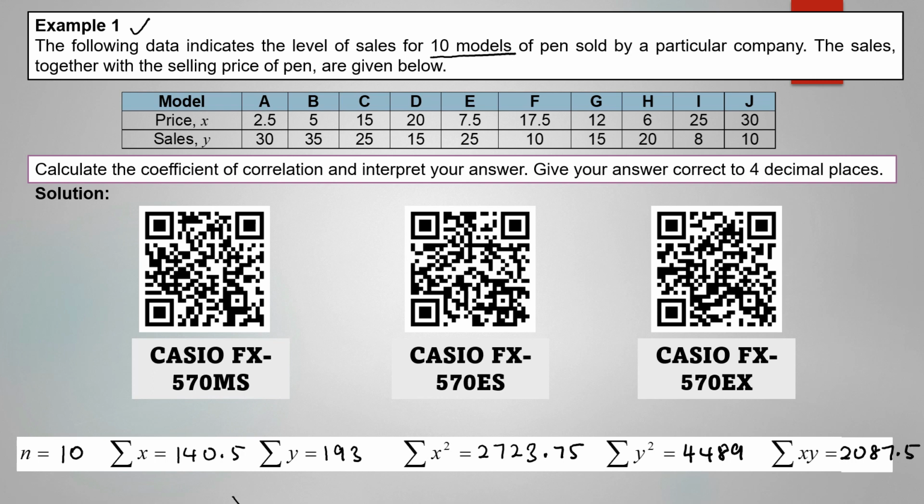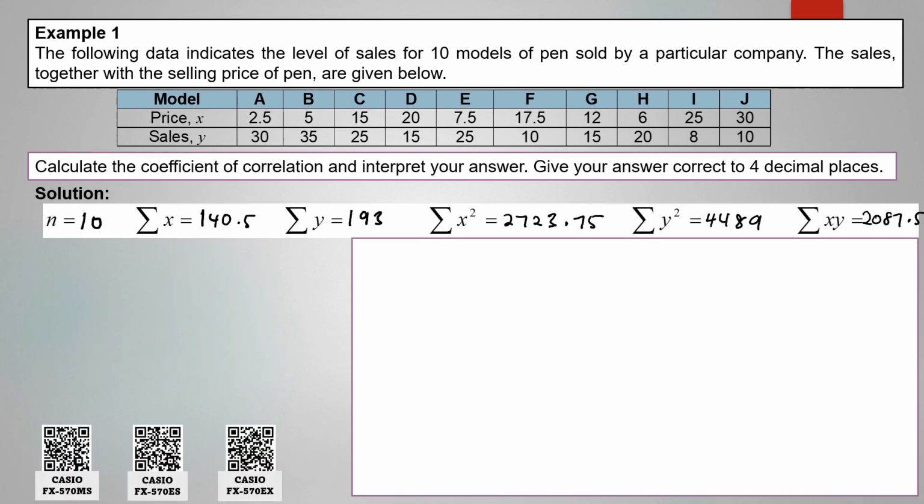What you have to do is to list out all the summation that you get from your calculator. After you list out all the summation from your calculator, then you need to know what are the formula involved in your question. The question is asking for the coefficient of correlation denoted by R. Then you have to interpret your value of R. The formula of R is R equals Sxy over square root Sxx times Syy.